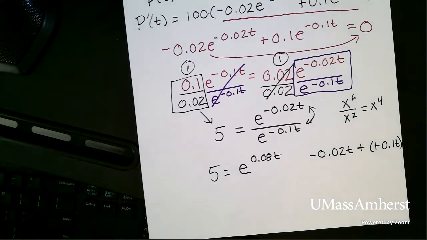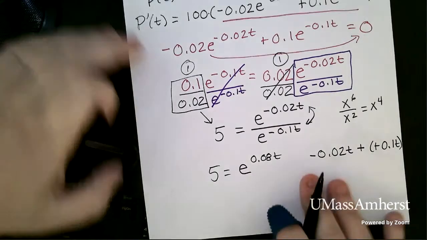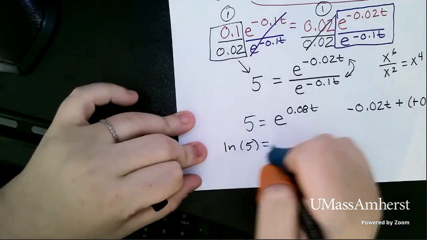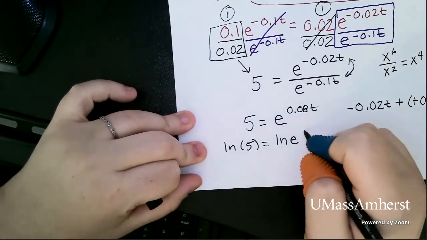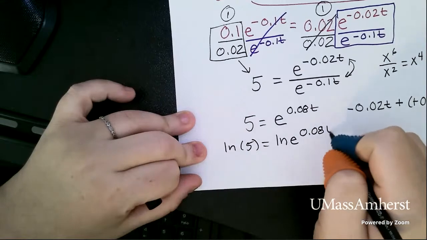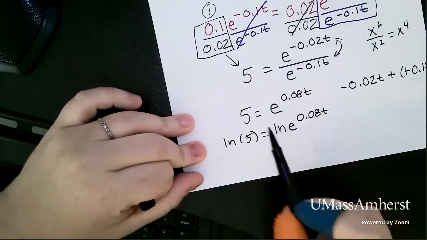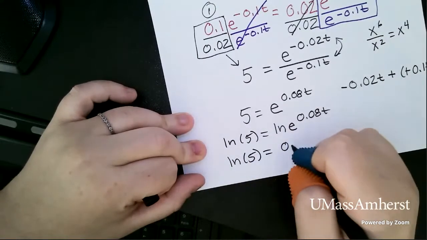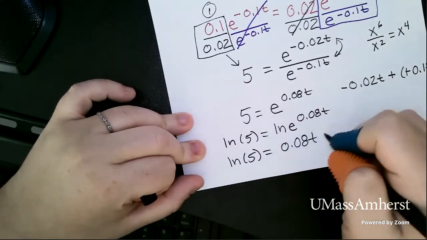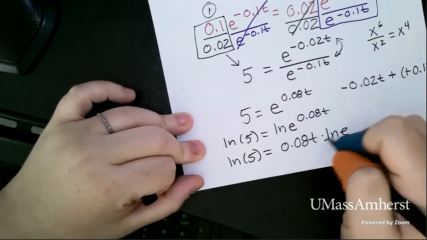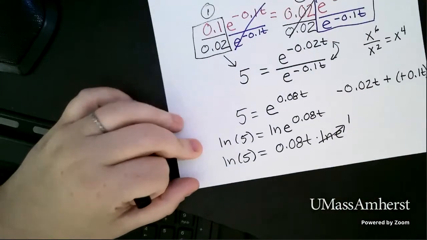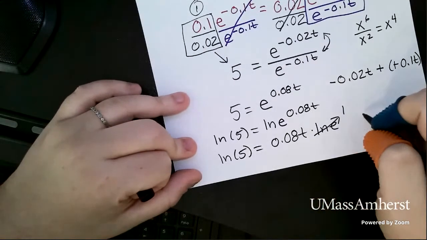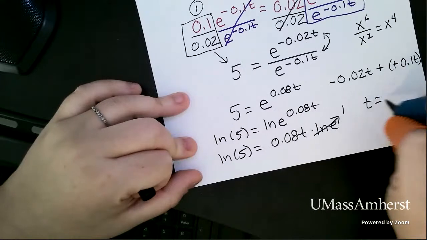Okay, how do we solve for t? We take the natural log of both sides. So the natural log of 5 equals the natural log of e to the 0.08t. On the right-hand side, the power will come down out front. So the natural log of 5 equals 0.08t times the natural log of e. But the natural log of e is 1. Anything times 1 is just itself. Finally, we're going to divide both sides by 0.08.